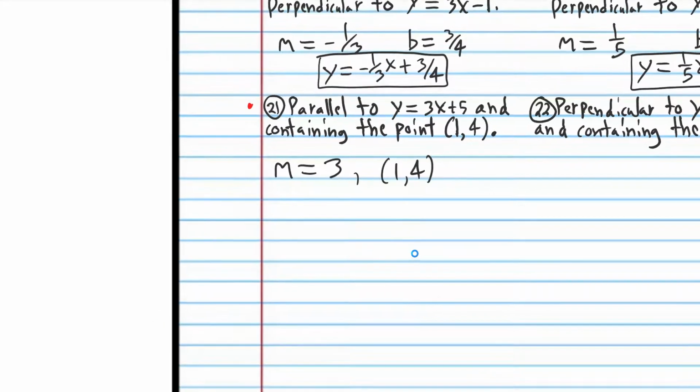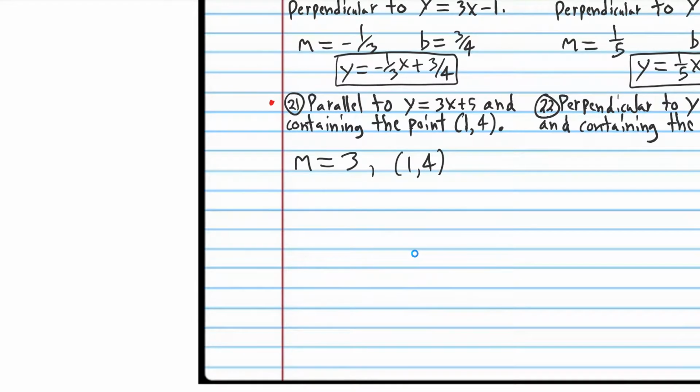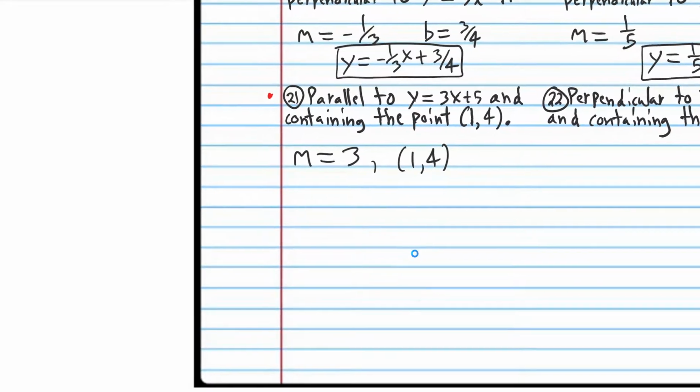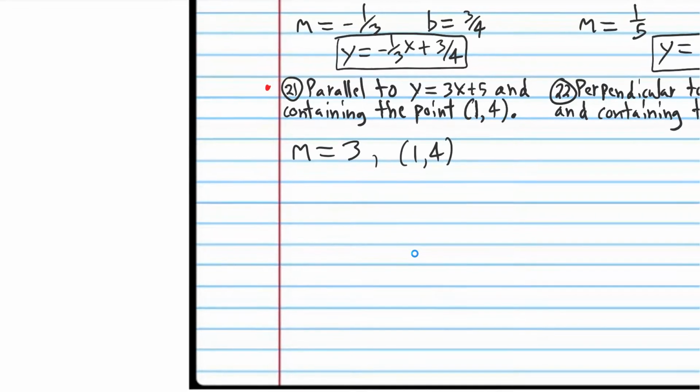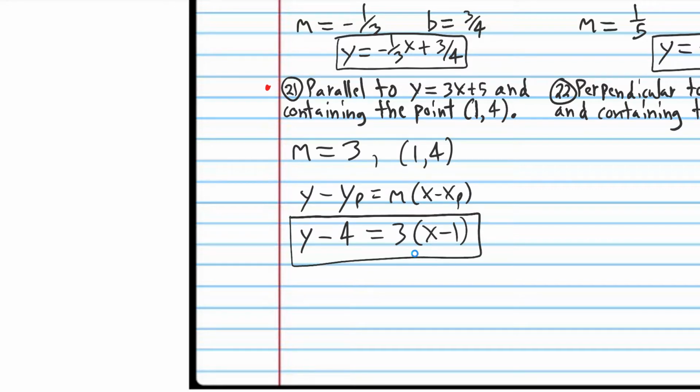So now that I think of it, this is actually not any more difficult than the previous problems because we have a point on the line and the slope of the line, so we can just use y minus yp is equal to m times x minus xp. Plug in y is 4, plug in m is 3, and there you go.